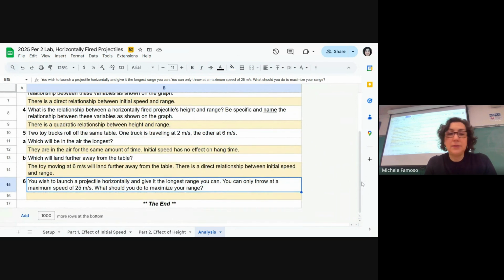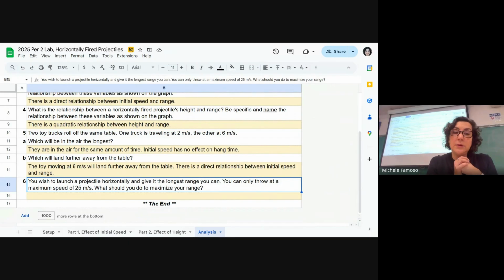Okay, number 6, last question. You wish to launch a projectile horizontally, like we did in this lab, and give it the longest range you possibly can. You are only able to throw it at a maximum speed of 25 meters per second. What should you do to maximize the range? What should you do to make it land the furthest away? Look at the variables in this lab. Speed and height. Those are the only things you can change. What should you do to make sure it lands as far away as possible?